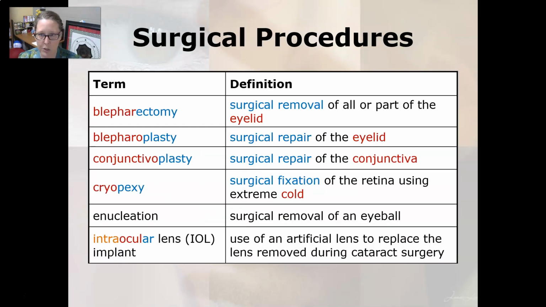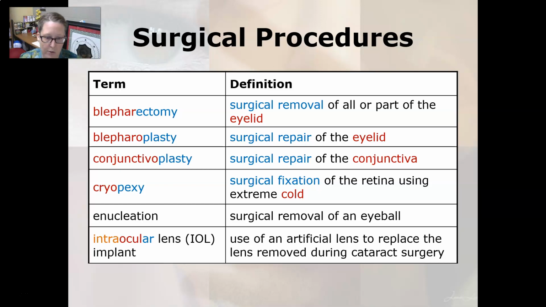So now some surgical procedures. Blepharectomy is a surgical removal of all or part of the eyelid. Blepharoplasty is a surgical repair of the eyelid. Conjunctivalplasty is a surgical repair of the conjunctiva. Cryopexy is the surgical fixation of the retina using extreme cold. Enucleation is the surgical removal of an eyeball.